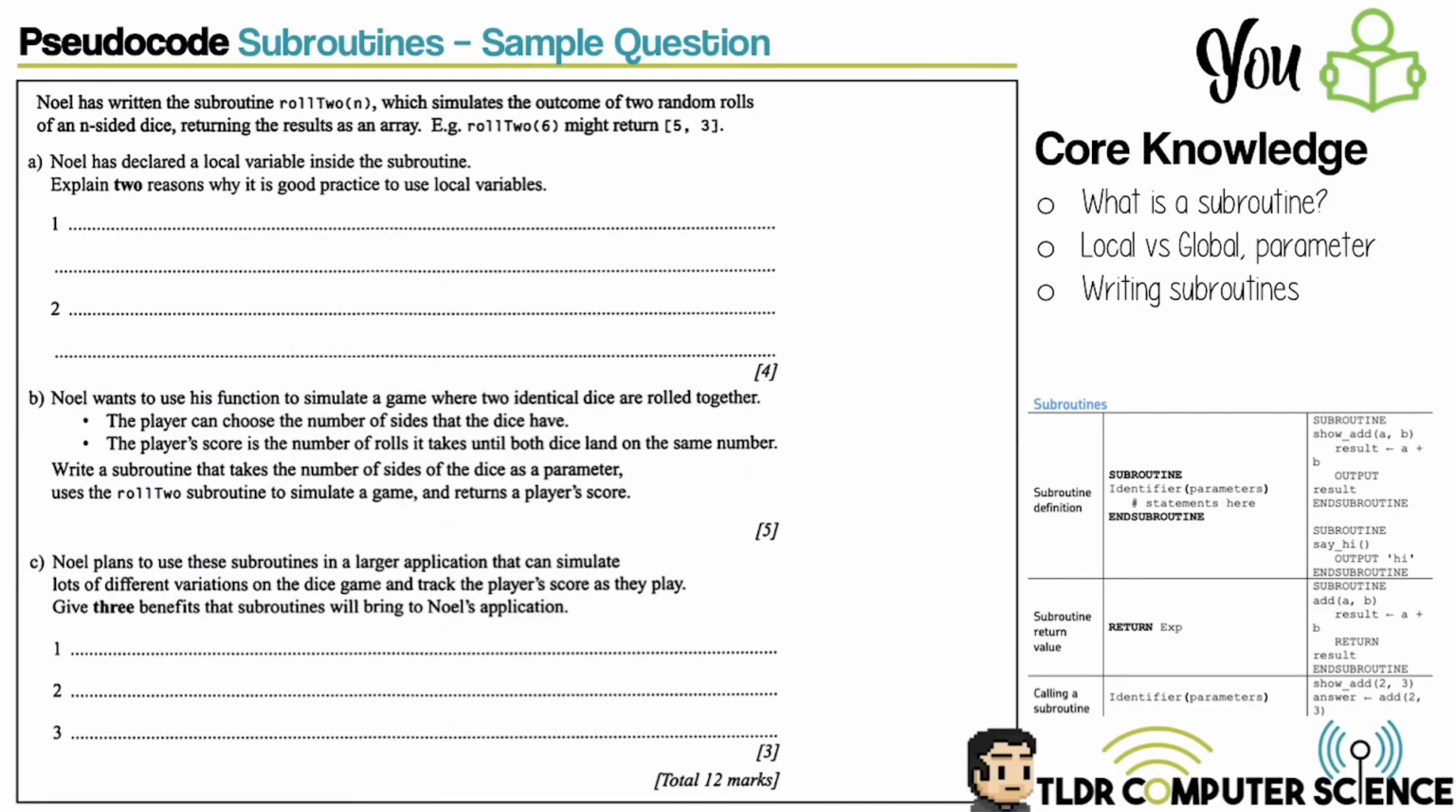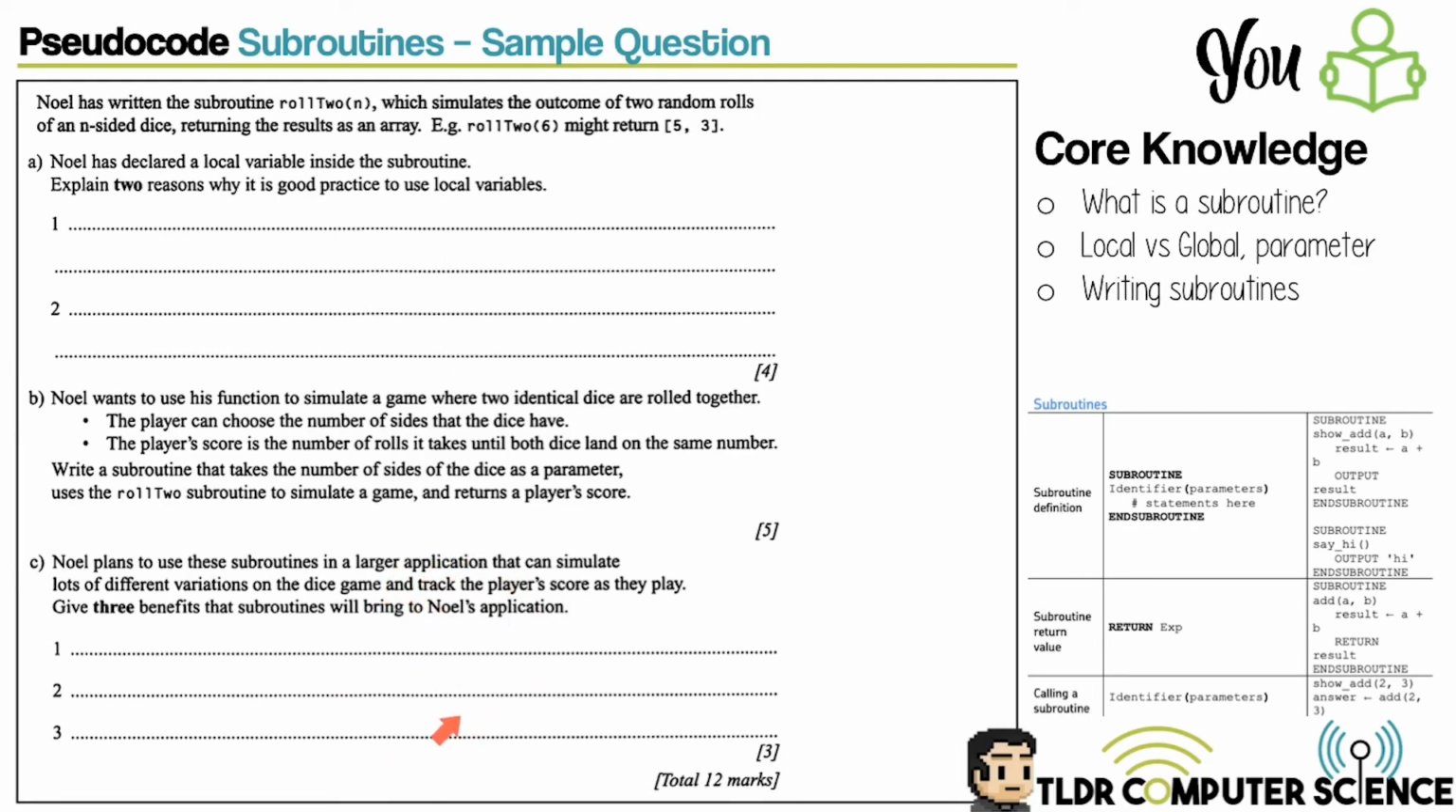Okay, people, now it's over to you. Be calm, think it through, don't race it. The first question is essentially saying, why do we use local variables? Why is it good practice? The second question is asking you to solve this problem using a subroutine. Third problem is, why do we use the benefits of a subroutine?